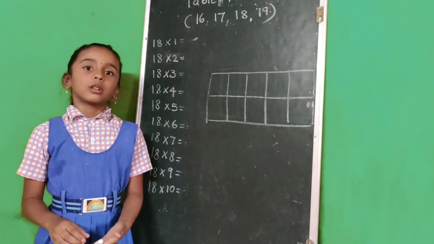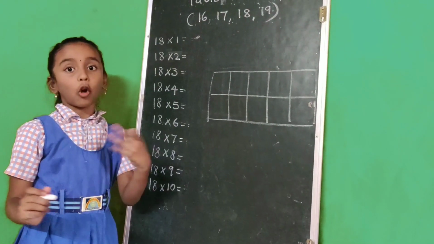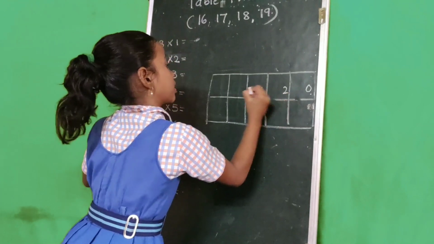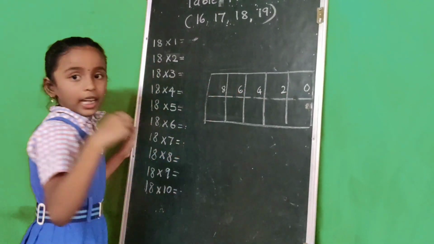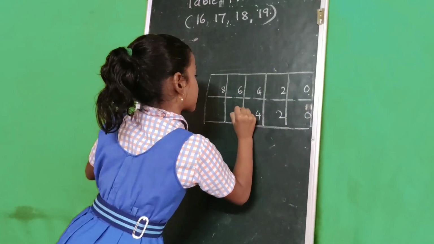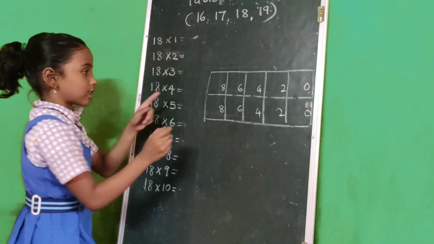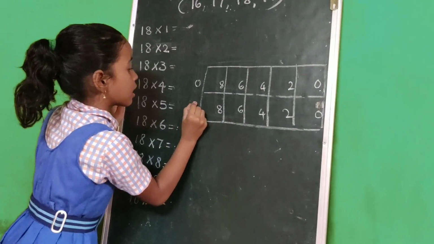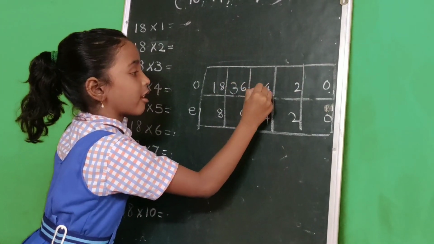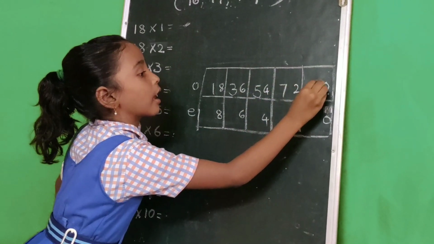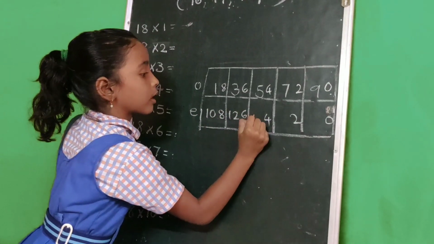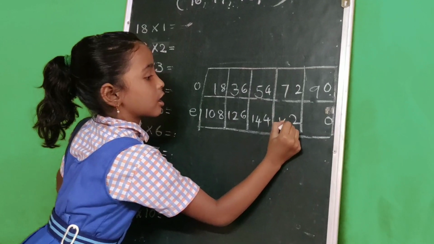18 table trick. Now we write 0 to 8 skip counting numbers. 0, 2, 4, 6, 8. Again write 0, 2, 4, 6, 8. Now we write in this row odd numbers and in this row even numbers. Odd numbers: 1, 3, 5, 7, 9. Then even numbers: 10, 12, 14. Then 16.